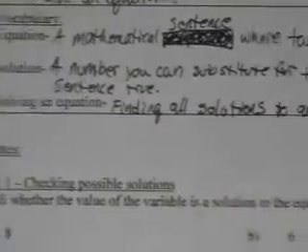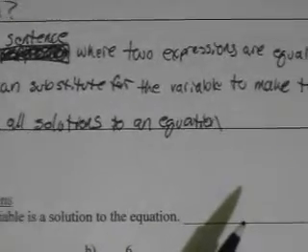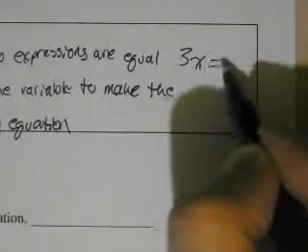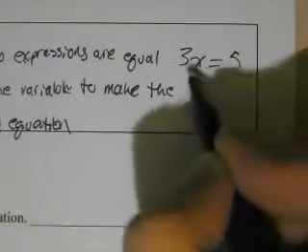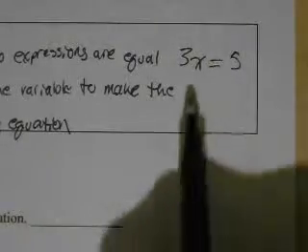Well, an equation is a mathematical sentence where two expressions are equal. For example, we have 3x equals 5. Both of these are expressions and they're considered equal. And we'll learn how to solve equations like this later on.